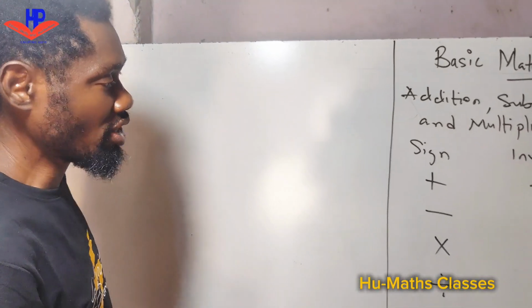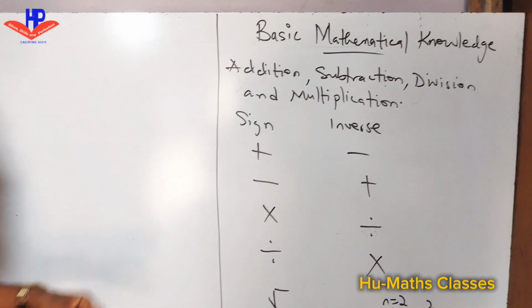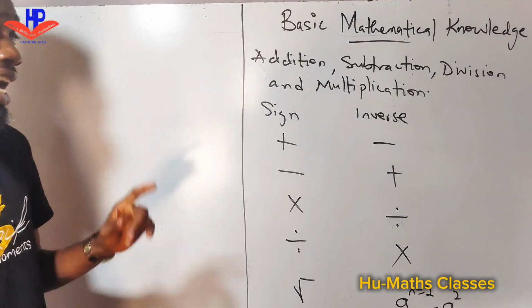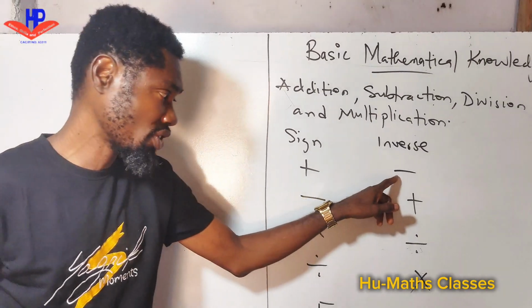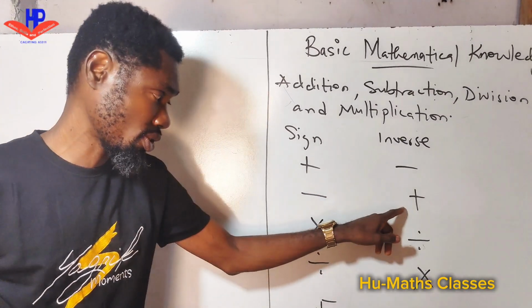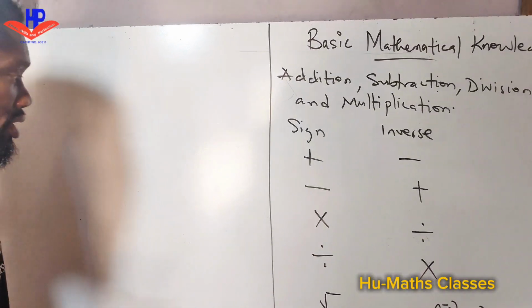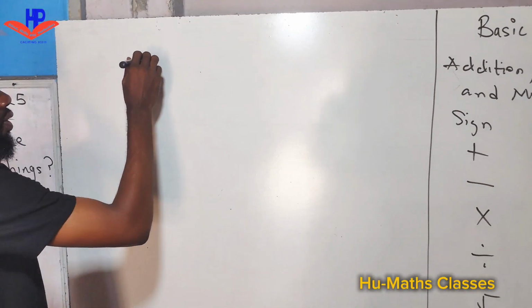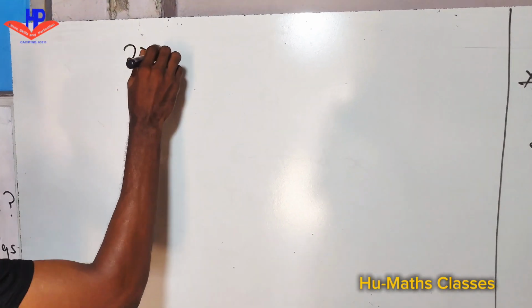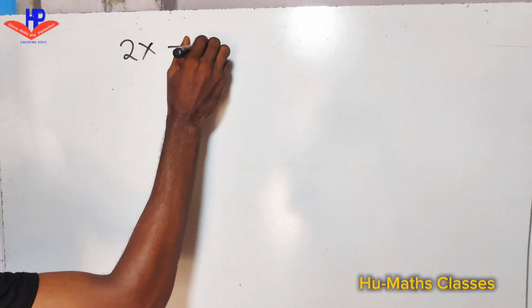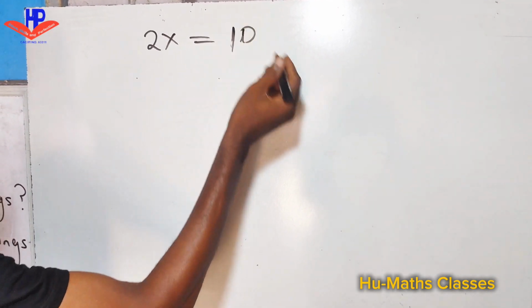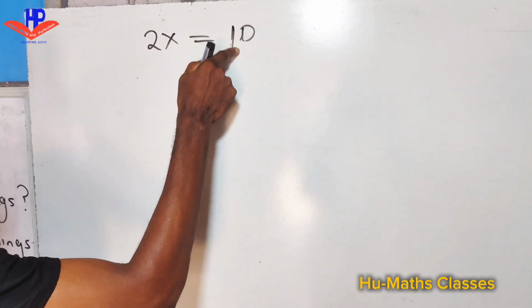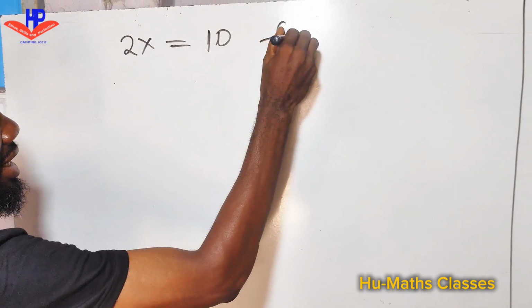Okay, so in our previous class, we were able to bring out some examples to help us understand why I said that the opposite or the inverse of plus is minus, and that of minus is plus. Let's look at that of times. Assuming you have a problem like 2x is equal to 10, it is usually 2x in many cases, not 2y. So 2x is equal to 10, and you have to find x.